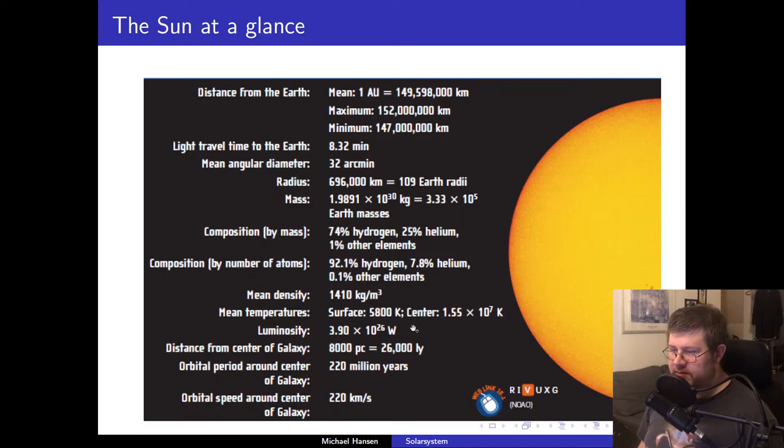The luminosity of the sun is 3.9 times 10 to the 26th watts, so that's really, really high. Compare that with a normal light bulb. The distance from the center of the galaxy is 8,000 parsecs, or 26,000 light years. Parsecs and light years, we're going to talk about that later on.